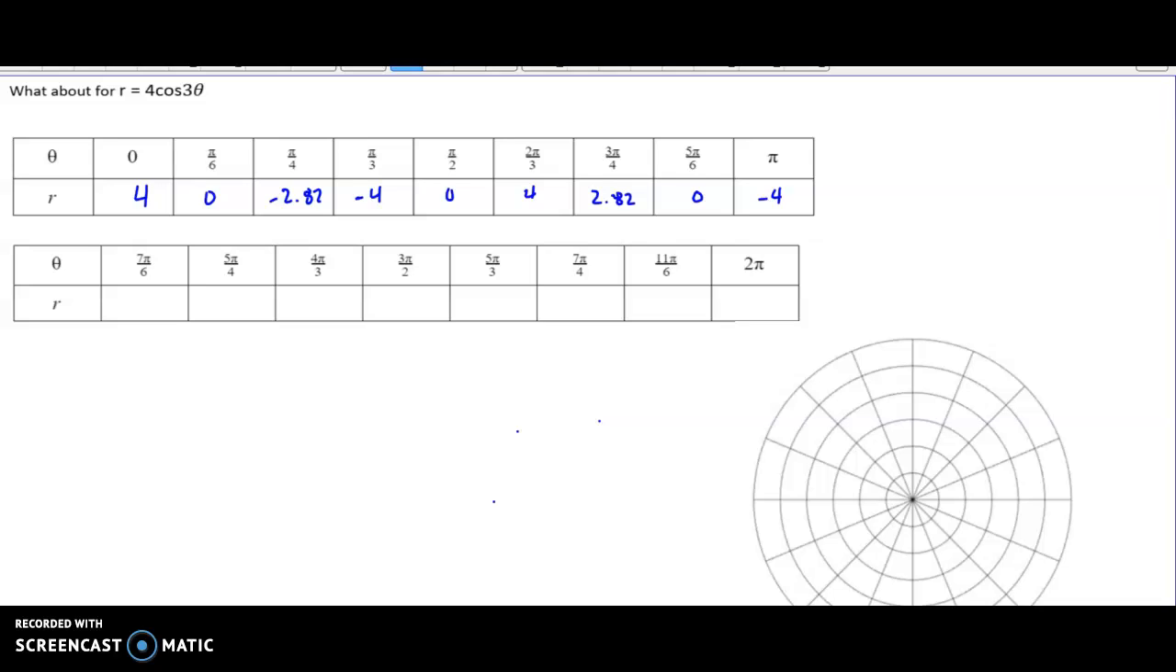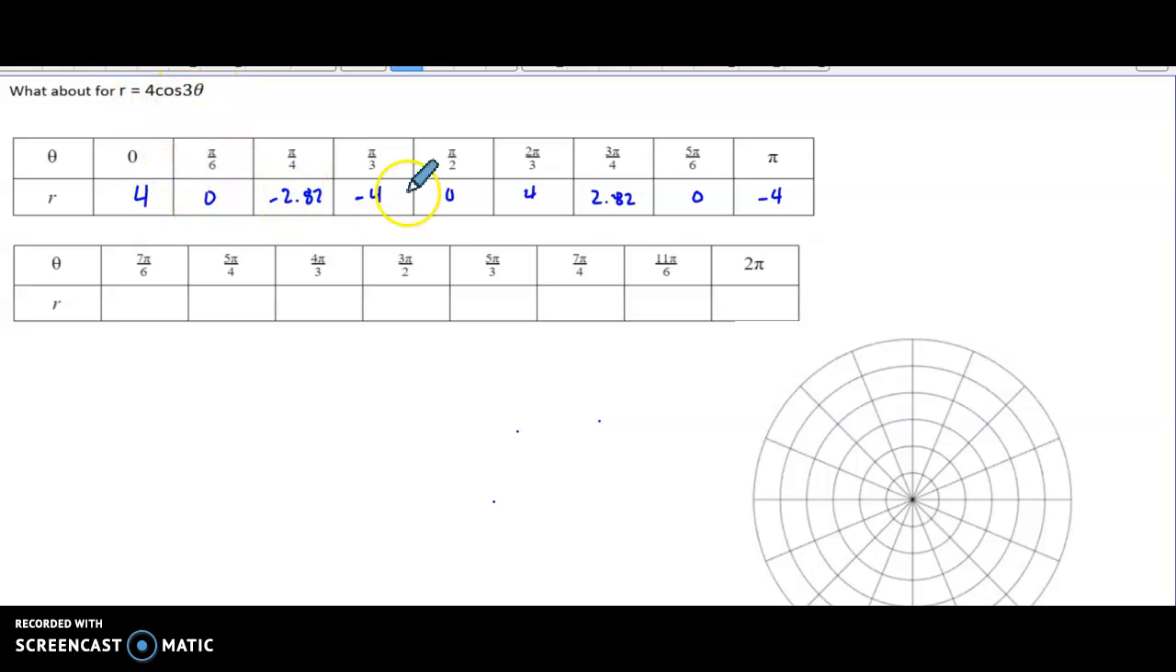Okay, in this next example, if you look at the equation, it's actually very, very similar to the first example. But notice there's a change here, all right? We have a b value of 3. And so this is actually not going to be a circle. This is actually going to be what's called rose petals, all right? And you'll see what's going to happen.